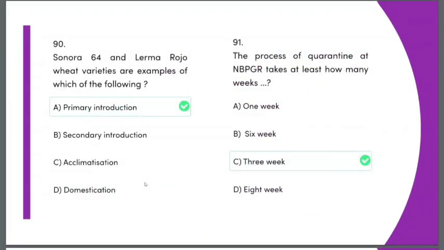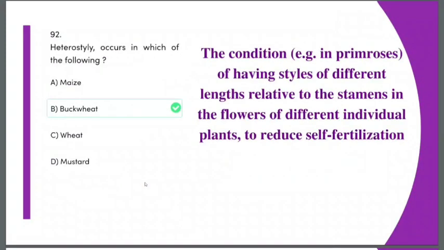90th question is Sonora 64 and Lerma Rojo wheat varieties are examples of primary introduction. Very common question. 91 is the process of quarantine at NBPGR takes at least how many weeks? 3 weeks. 92 is heterostyly occurs in which of the following? Answer is buckwheat. In buckwheat, heterostyly occurs.